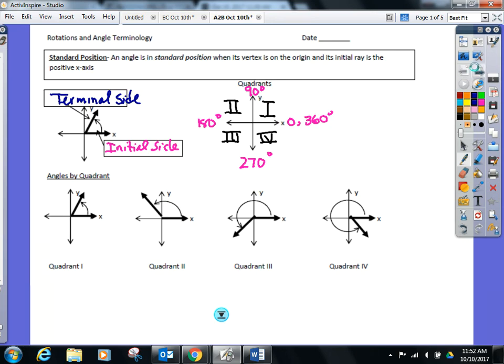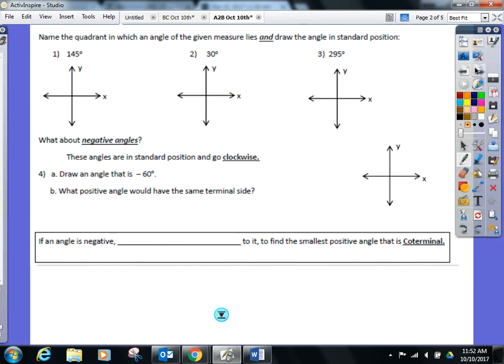Come on, not right now. There we go. Okay, so I have an angle of 145 degrees. Tell me what quadrant it's in first. And I don't need any yelling out. I'm just going to call on people.